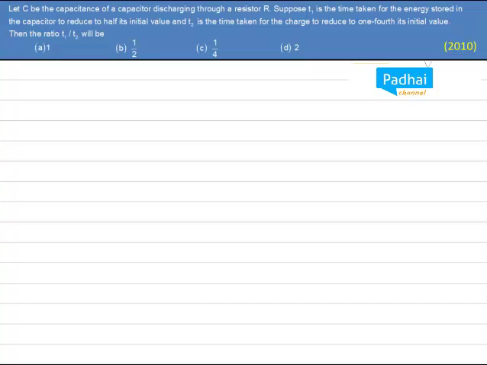Let us have a look at this problem. This problem is basically of capacitors, an RC circuit, and although this is a relatively good question, it is easy, because it is directly based on the formula. Let's see: a capacitor discharging through a resistor R. For discharging, we know the formula.